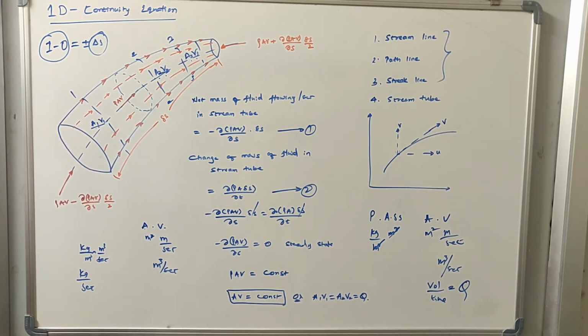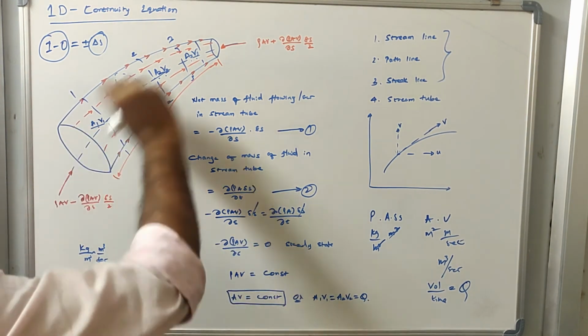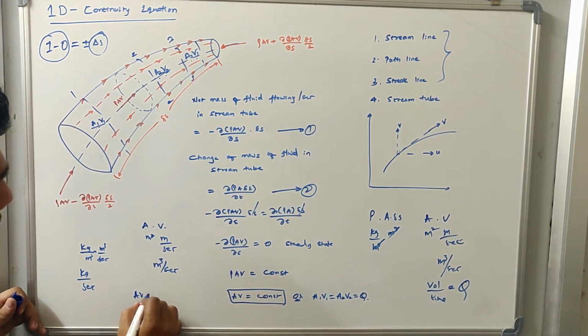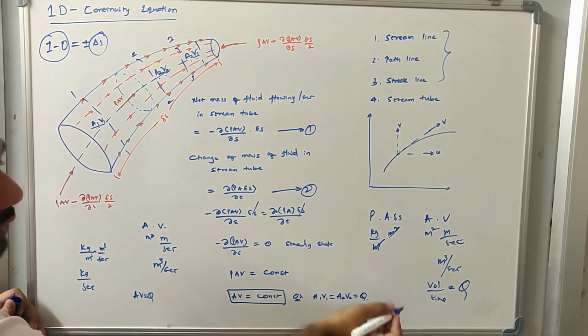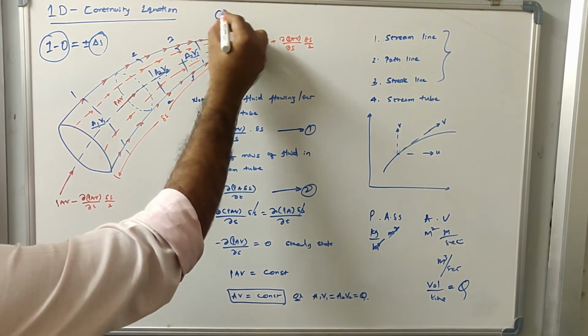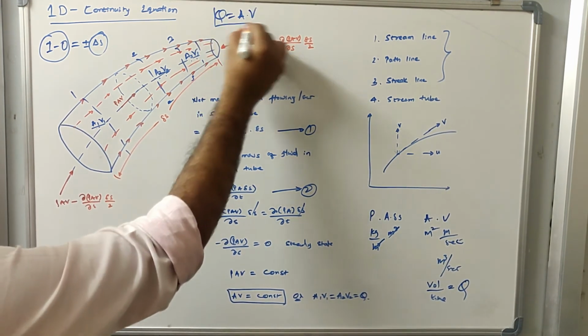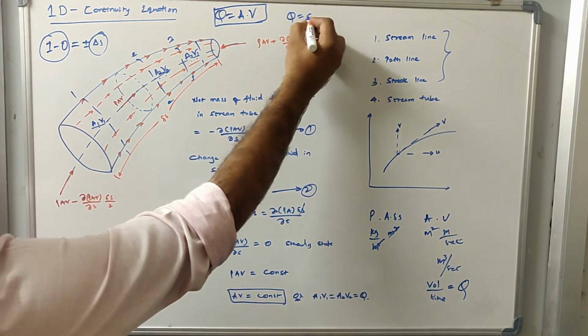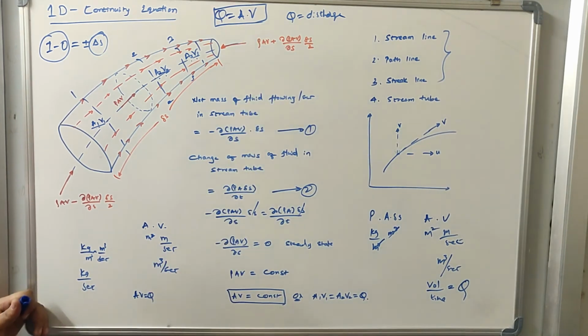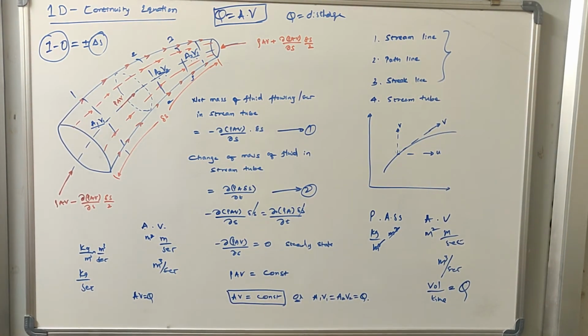So if you want to calculate how much is the discharge, how much volume of water is flowing per second in the stream tube, you can calculate it by the equation A into V equals Q. Or else we can say A1 V1 equals A2 V2 equals Q. So this is the one-dimensional continuity equation. From the one-dimensional continuity equation, we have derived this important equation Q equals A into V, where Q is the discharge, A is the cross-sectional area, and V is the velocity at that cross-sectional area. This completes the continuity equation for one dimension.